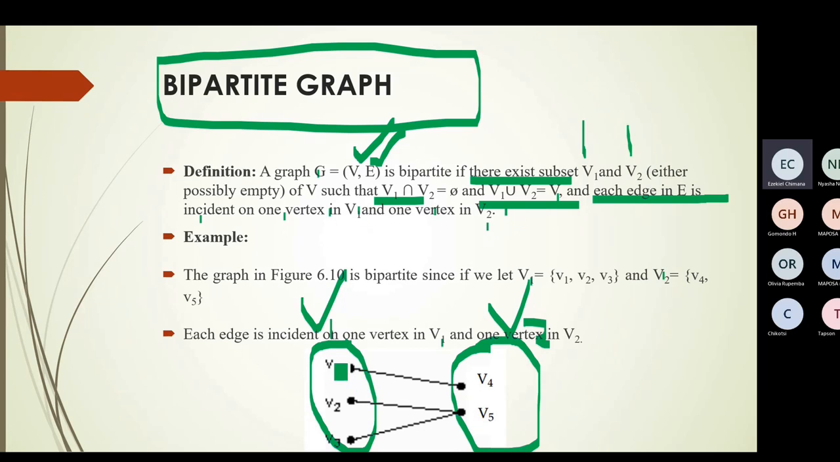Like here, this one is connected to something on this side, and this one is also connected to something on this side, and this one too. So those are the conditions that you need for a bipartite graph. Each and every element on this side must also be connected to something on the other side.